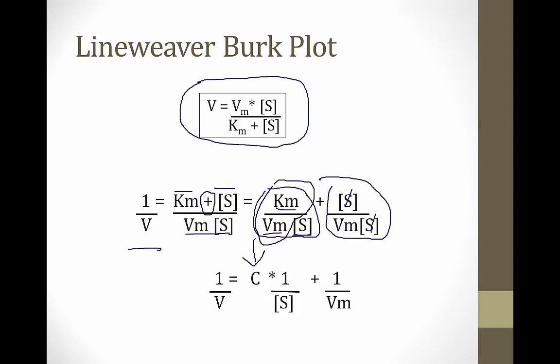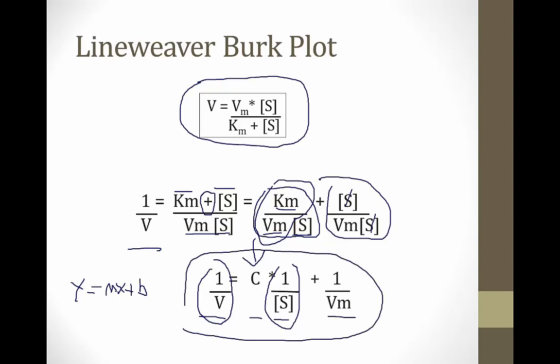We now have an equation of 1 over V equals a constant times 1 over S plus 1 over Vmax. Now you may remember from algebra that the equation y is equal to mx plus b is the equation for a straight line. So if we plot 1 over V on the y-axis and 1 over S on the x-axis, we now have y equals mx plus b. We have the equation for a straight line right here, and we've just created this by flipping the Michaelis Menten equation upside down.